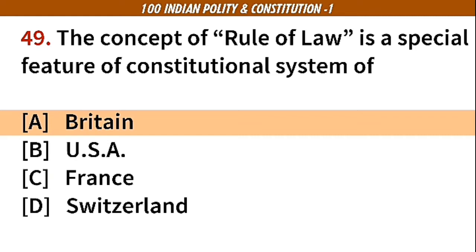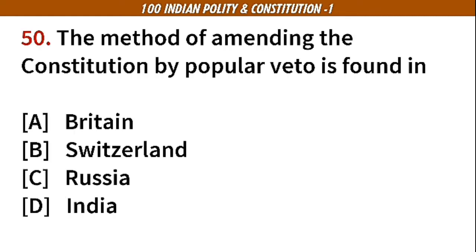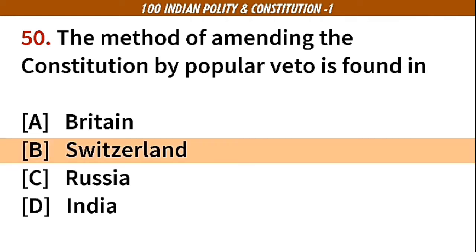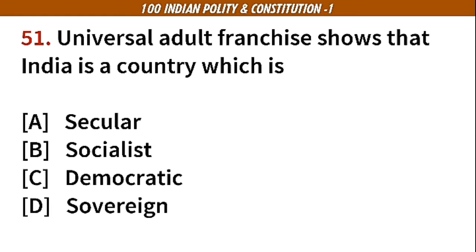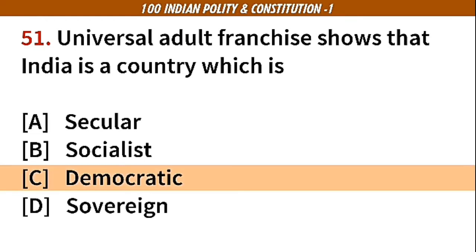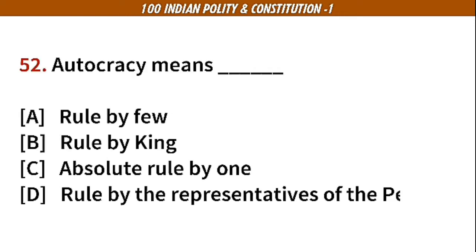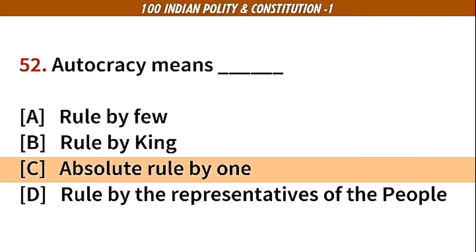Answer A. Britain. The method of amending the constitution by popular veto is found in answer B. Switzerland. Universal adult franchise shows that India is a country which is answer C. Democracy. Autocracy means answer C. Absolute rule by one.